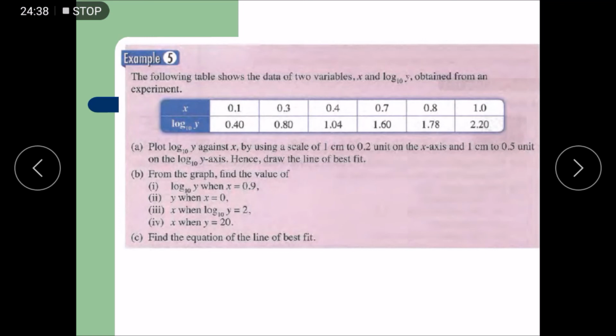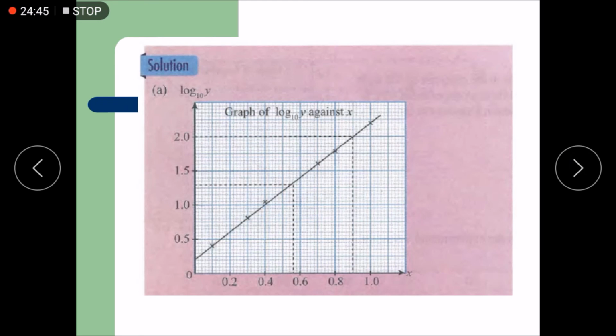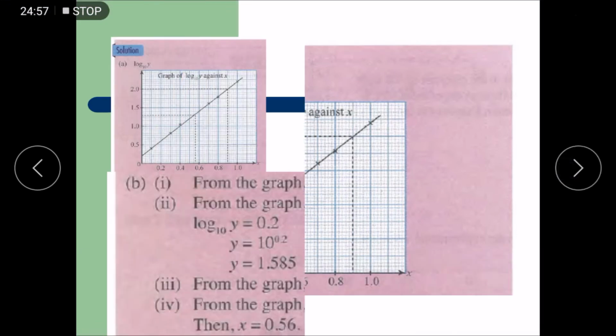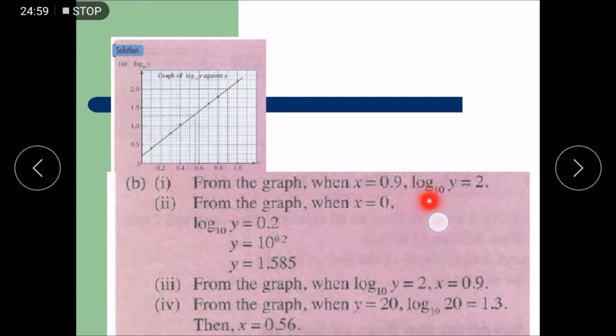So you see B1, find the value of log y when x equals 0.9. So 0.9, where is it? From here. So your dotted line starts from 0.9. Going up, your value of log y is 2.0.